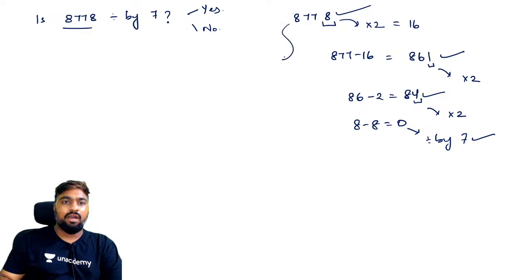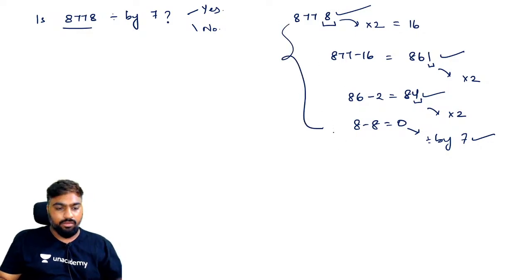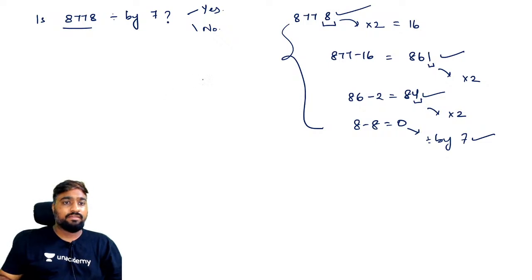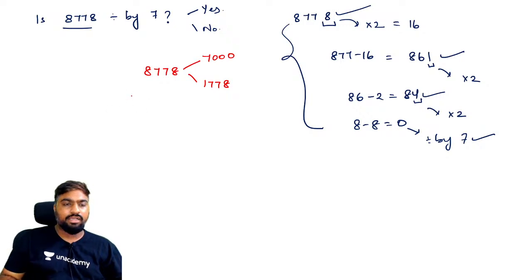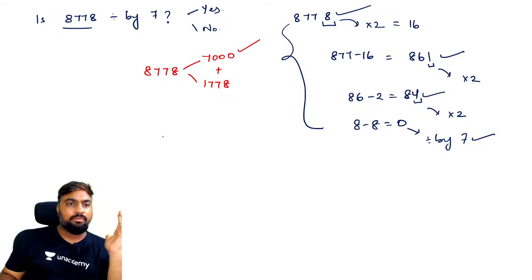Yes. But how long is this process? It's very long, right? So let me tell you a quick shortcut here. Yes, this is something that you can use mentally also. So 8778 में से I can split this as 7000 and 1778, correct? Do you agree? If I split this like this, 7000 and 1778, I know 7000 is divisible by 7. Don't have to think about this.